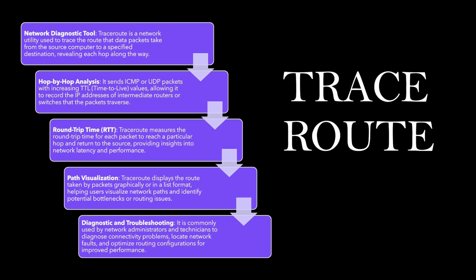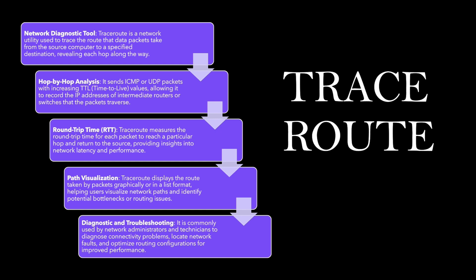Traceroute. A traceroute is a network diagnostic tool used to trace the route that data packets take from the source computer to the specified destination, revealing each hop along the way. Hop by hop analysis. It sends ICMP or UDP packets with increasing time-to-live values, allowing it to record the IP addresses of intermediate routers or switches that the packets traverse.